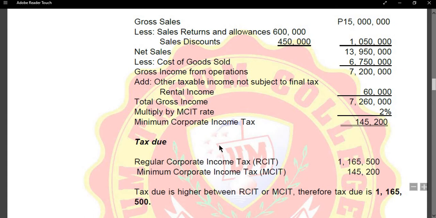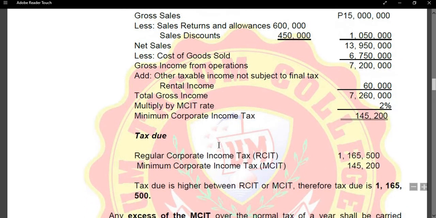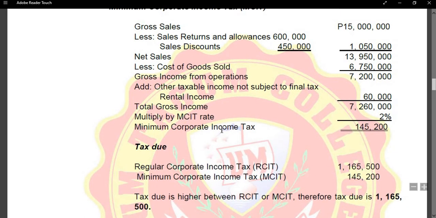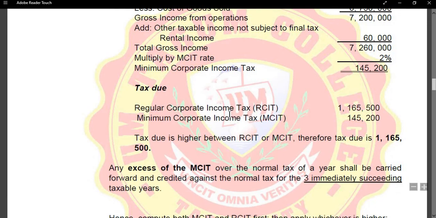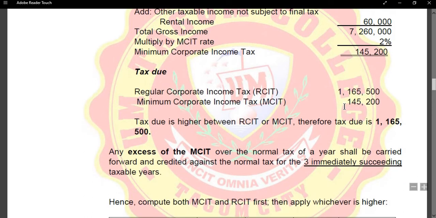Now, what is the tax due? Of course, yung tax due mo is the higher between the MCIT at saka yung na-compute mo kanina na regular corporate income tax. So it is obvious that the higher is the regular corporate income tax. So our tax due therefore is 1,165,500.